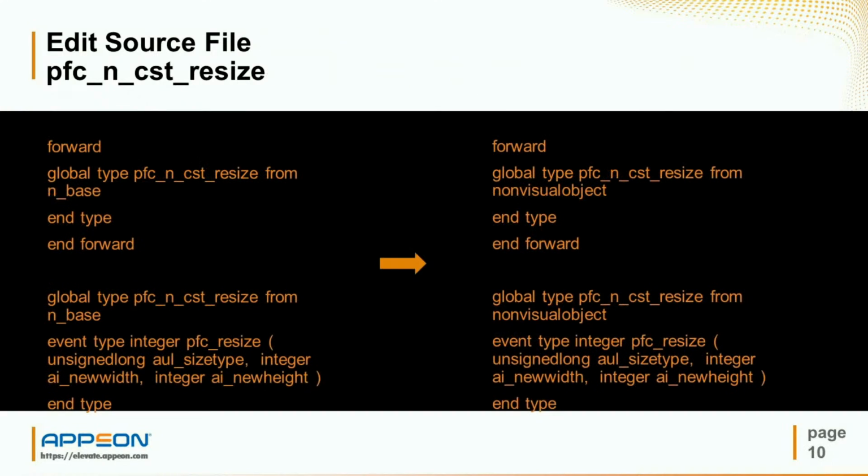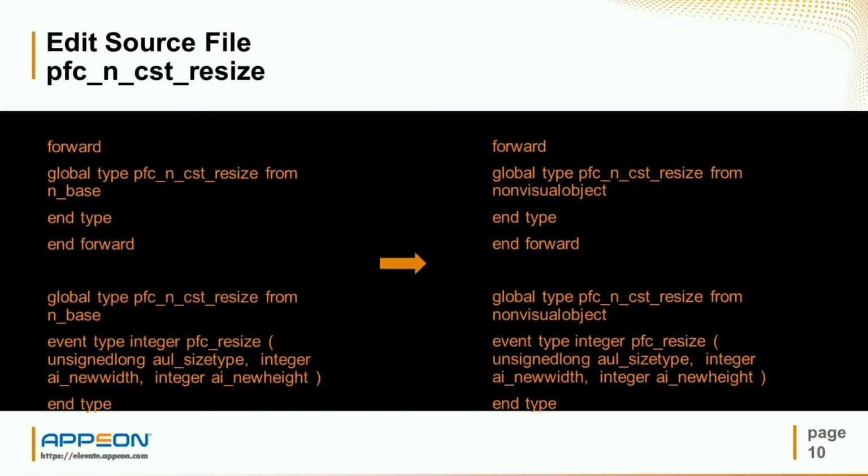Next, we're going to move on to the actual service itself, and that resides in the object PFC NCST Resize. So again, we're going to go through, and again, you can do a global replace, find replace, or you can just go in and type the objects. We're going to change the inheritance. That's one thing I forgot in the other object. So you'll see on the left it's inherited from base, and on the right we're just making it a non-visual object. And same with the other, the Resize attribute.